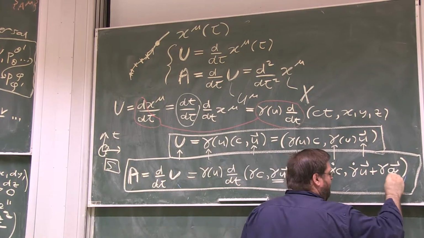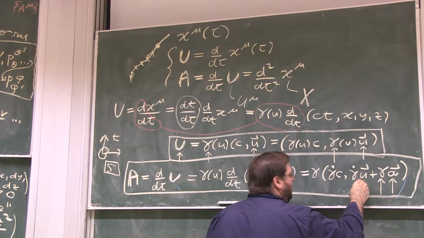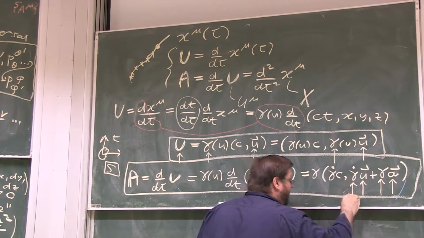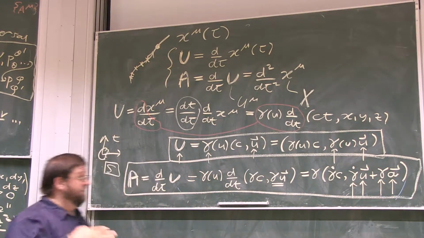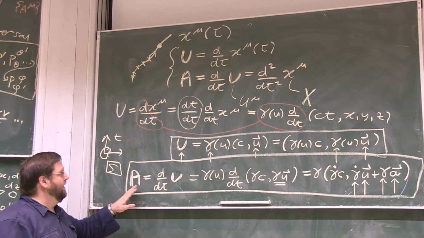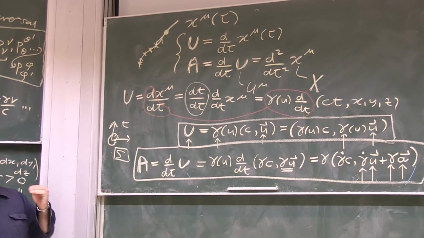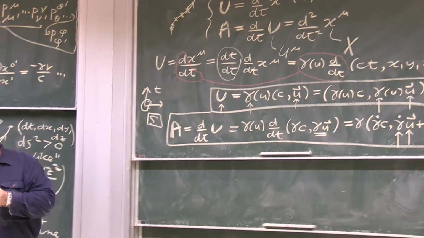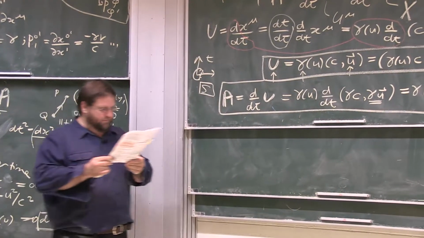A is not a tensor, gamma is not a tensor, u is not a tensor, gamma dot is not a tensor, but stuff these four non-tensor quantities into this expression, and you will get an object, the 4 acceleration, which transforms as a tensor and therefore is a tensor.